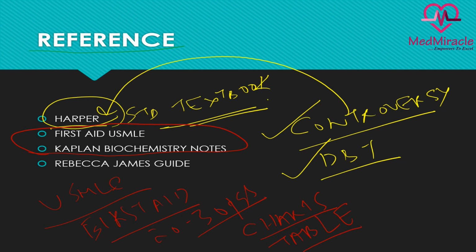And if you're asking for a guidebook, I will recommend Rebecca James. And the thumb rule for any guidebook is that you don't have to read A to Z. You have to be very specific. You first go to the previous year questions and then see what all topics are being mentioned, then go back and read those topics. That's it. You don't have to read A to Z.